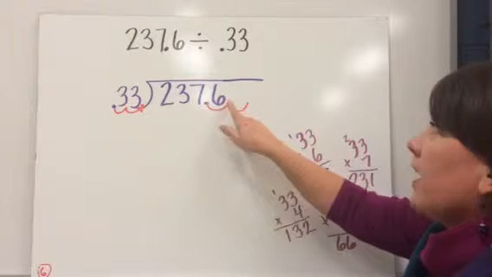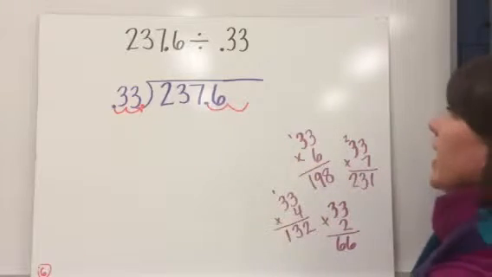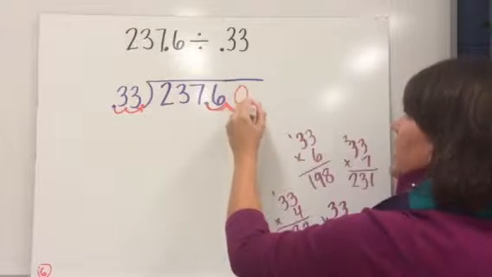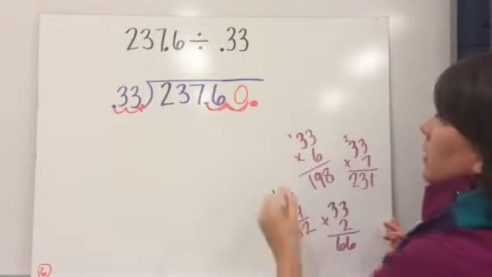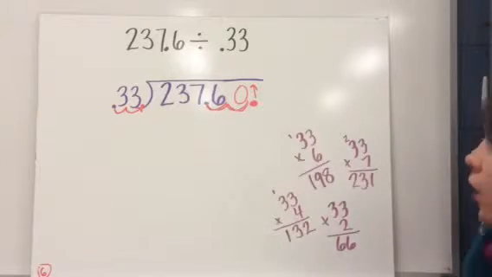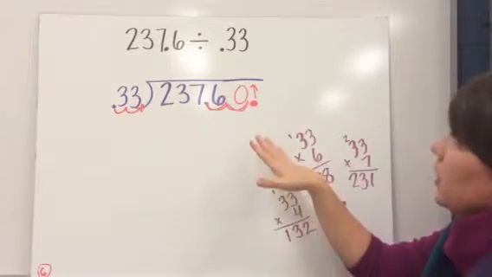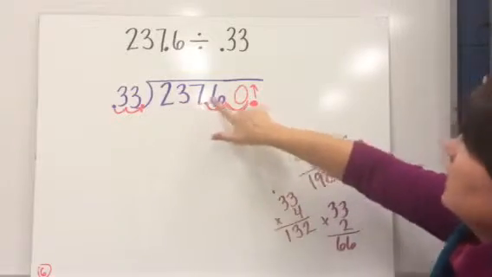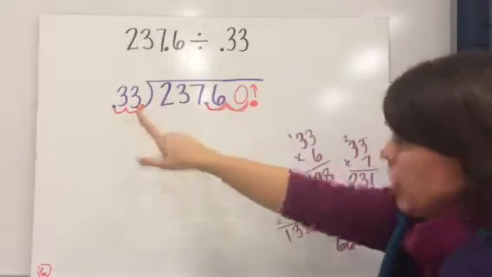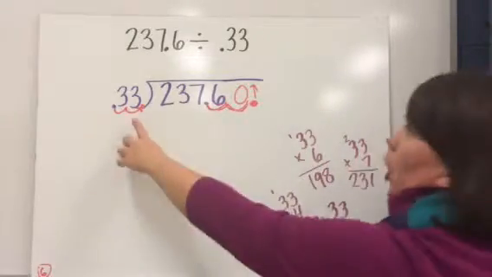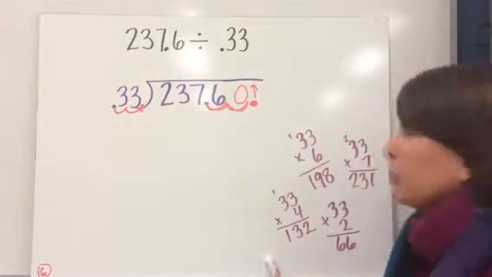Well, I really only have 1 place to move it. So what do I have to do? I have to add a 0. And now here's my decimal. So it's going to come straight up right here. Then I divide. Now, of course, I should be estimating as I'm doing all these, but I'm dividing 23,760 by 33 now.